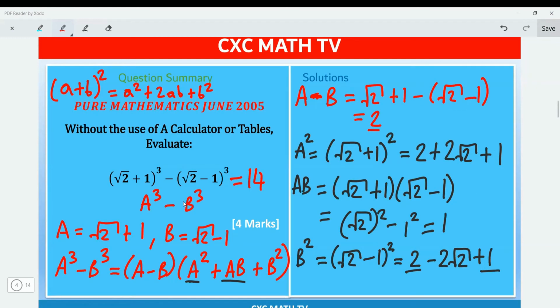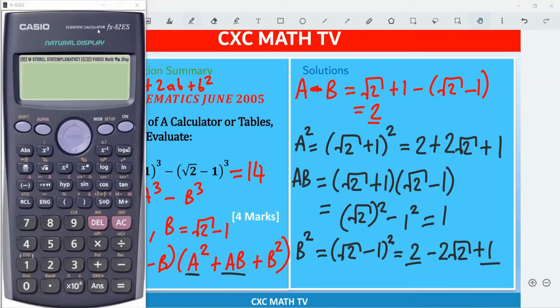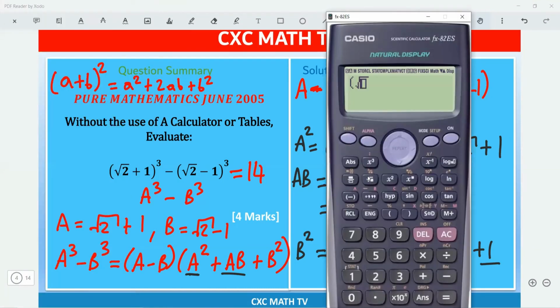Now, what I'm going to do is take out my calculator and verify that this is indeed true. All right. So remember, you're to do it without the calculator, but just to check and make sure you got the right value, you can do that. All right, so we input it into our calculator and you notice we got the 14. All right, so that's how this question would have been done. We had to utilize that formula there to do it very quickly.